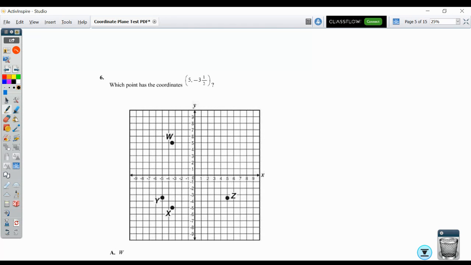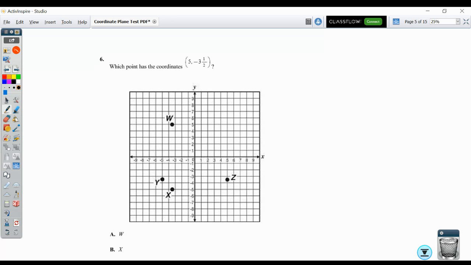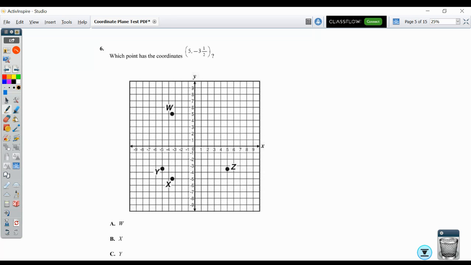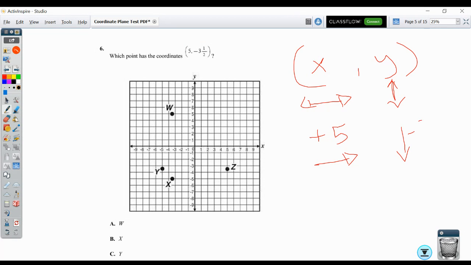Question 6. Which point has coordinates positive 5, negative 3 and 1/2? So I have my x and my y, which is side to side is the x, and then up and down is the y. And this is positive 5. So I'm going to go 5 in the positive direction, and then negative 3.5. So I'm going down 3.5. So let's go positive 5, down 3.5. So the answer here is Z.